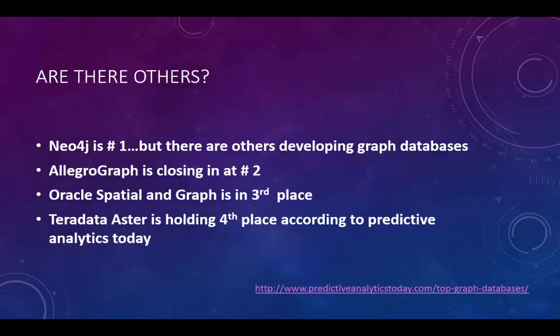Relational databases have been in the works for 40 years. Graph databases have only been in the works for 10 years, with Neo4j leading the way. Other graph data systems out there include Allegro Graph, Oracle Spatial and Graph, and Teradata Aster. This information is according to a recent article published by Predictive Analytics Today.